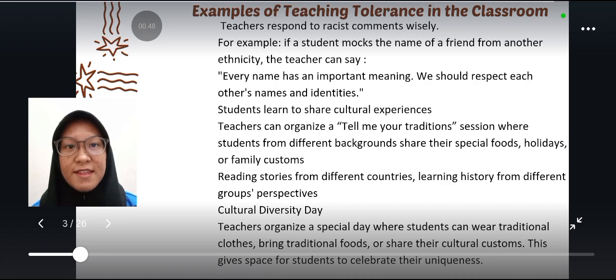Examples of teaching tolerance in the classroom. If a student mocks the name of a friend from another activity, the teacher can say, every name has important meaning. We should respect each other's names and identities. Learn to share cultural experience. Organize a Tell Me Your Tradition session where students from different backgrounds share their special food, holidays, or family customs. Read stories from different countries or different group perspectives. Cultural Diversity Day: the teacher organizes a special day where students can wear traditional clothes, bring traditional foods, or share their cultural customs. Give space for students to celebrate their uniqueness.